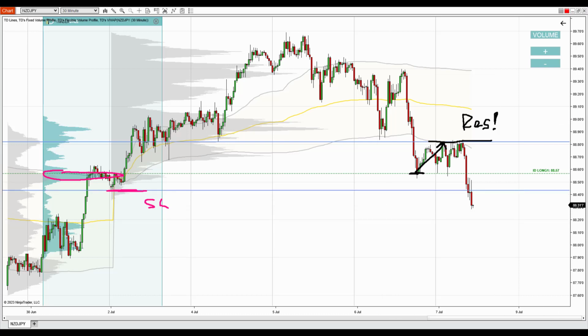Now, why I'm saying that this was the ideal stop loss is because the stop loss was behind the heavy volume zone, right? This is my rule number one when placing my stop loss orders. It needs to be behind the heavy volume zone and also behind this little swing point. All right, so this was the stop loss.